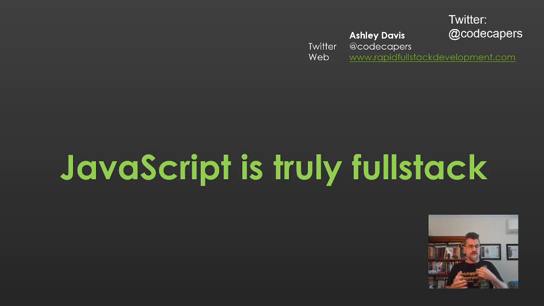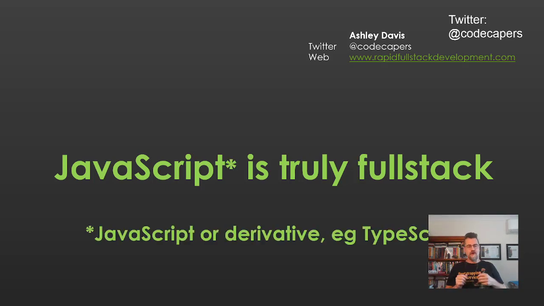Of course, if you're building a browser-based front end, you have to use JavaScript to build that. But we can also build backends, desktop applications, mobile applications, and more. In a moment, I'm going to show you an example of a mobile application in my live demo. And in my book, Rapid Fullstack Development, I cover all these uses of JavaScript. Of course, I'm also talking about derivatives of JavaScript, like the most famous one, TypeScript, which personally I use quite a lot in my own development process.